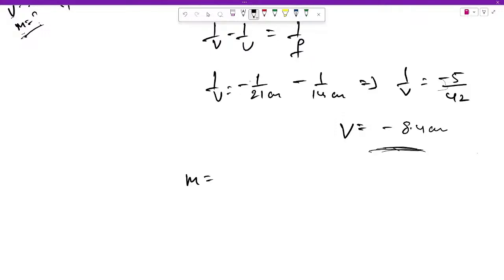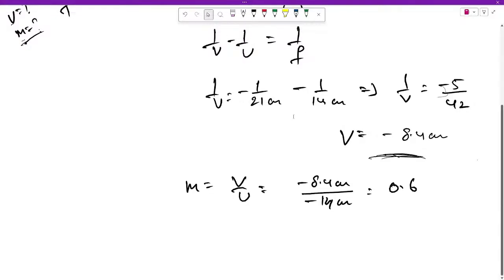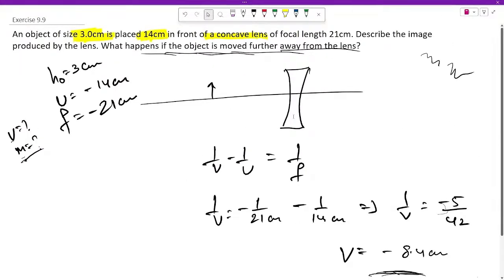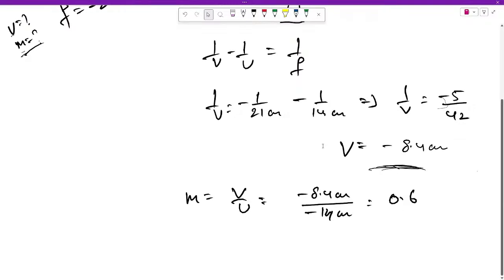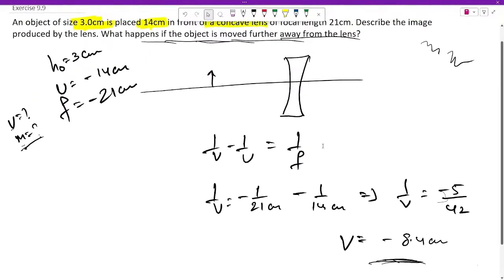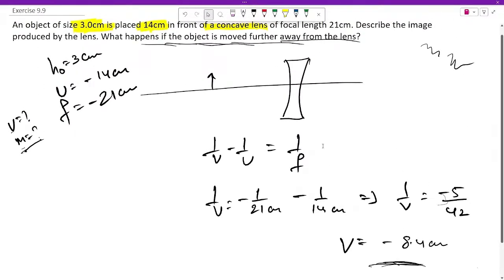Magnification for the lens is defined as v by u. So substituting the values, we will get minus 8.4 centimeter divided by the value of u, which is minus 14 centimeter, and this will give us a value of 0.6. So here magnification is less than 1, that is the image will be diminished, and magnification is positive. That means the image is going to be virtual and erect.